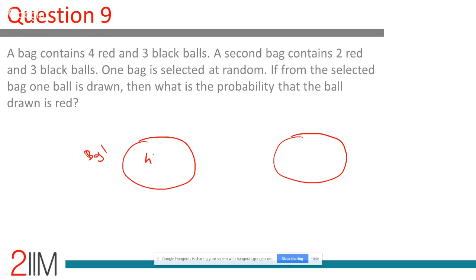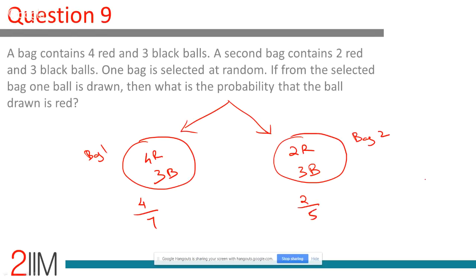Bag 1, we have 4 red and 3 black. Bag 2, we have 2 red and 3 black. First up, we have to select one of these two. And then we select one ball from this. If we had selected this bag, then the probability of a red ball is 4 by 7. If we had selected this, the probability of a red ball is 2 by 5. We don't know which one is being selected. The bag is selected at random. It could have been this bag or this bag. The probability of selecting this bag is 1 by 2. This one is 1 by 2.